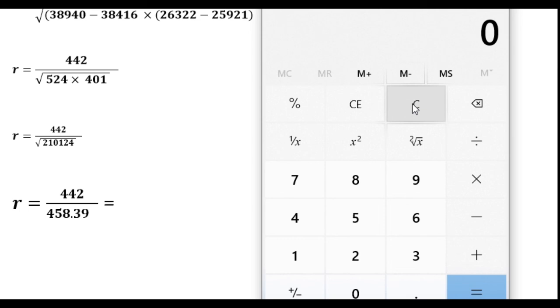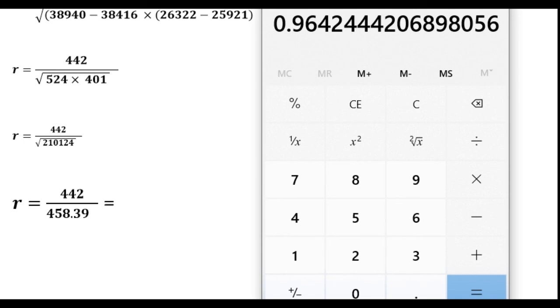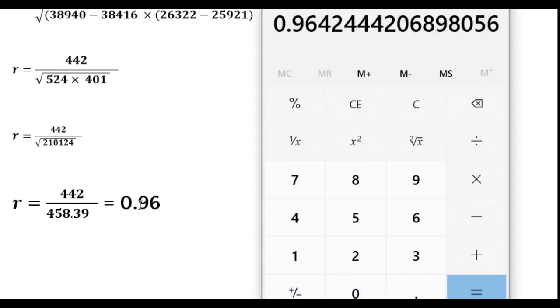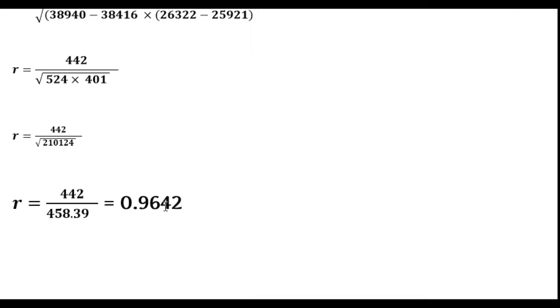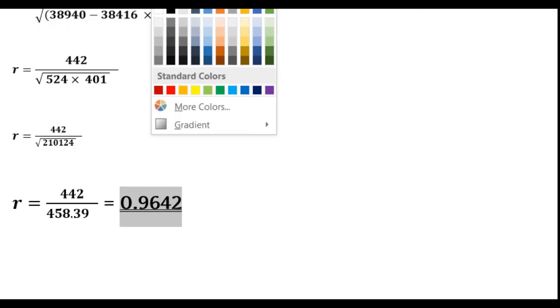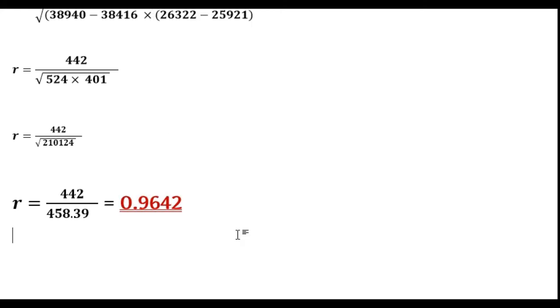Let me calculate that now. So the final calculation: 442 divided by 458.39, which is equal to 0.96, 0.9642. I'll write the value to four decimal places, 0.9642. So that is our final answer. Let me change the color just to highlight. So 0.9642 is the correlation coefficient between wife's age and husband's age.